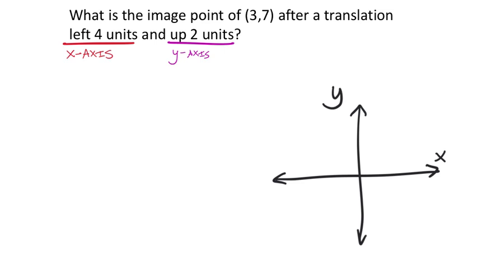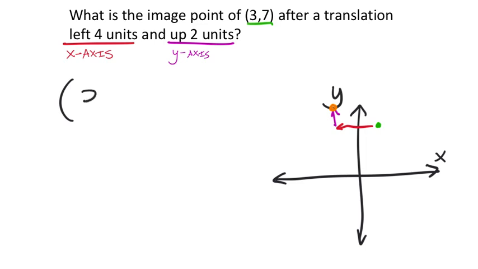Now, you may not picture this all the time. Some of you may have enough experience not to need the picture right there. But if I were to put 3, 7 on the graph, it would be right there. So we can see that this point would move to the left 4 and then up 2. I don't really need a graph, but that would give me the image of the pre-image point 3, 7.